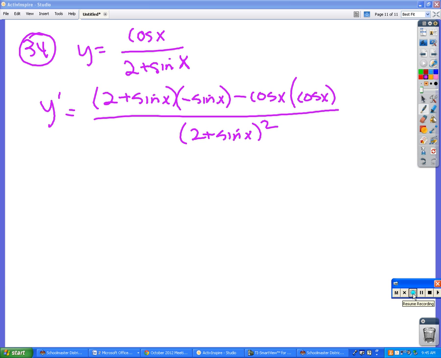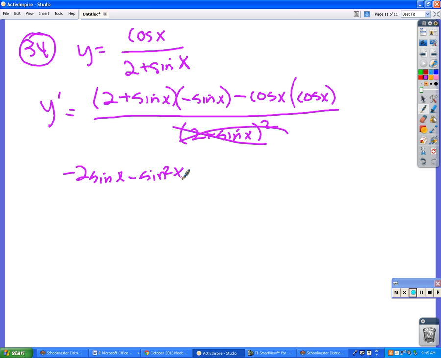Okay, so we want to figure out again where this has horizontal tangents, and we already talked about the derivative equals 0 there. Okay, what has to be true about a fraction for it to equal 0? The top has to be 0, so we don't really care anything about the bottom at all. Okay, we want the top to be equal to 0. So I'm going to simplify this a little bit. 2 times negative sine is negative 2 sine. Sine of x times negative sine of x is negative sine squared of x. And negative cosine times cosine is negative cosine squared of x. And we want to know where that is 0.